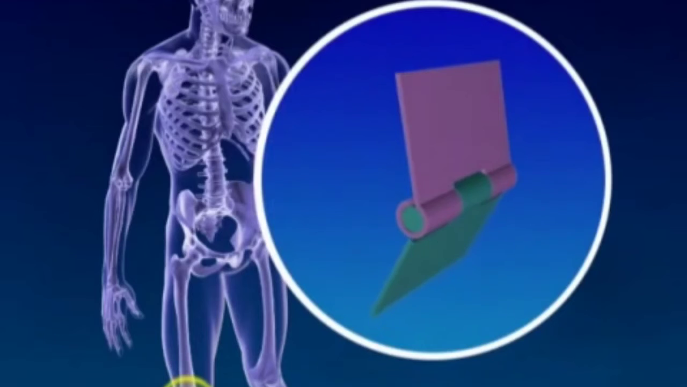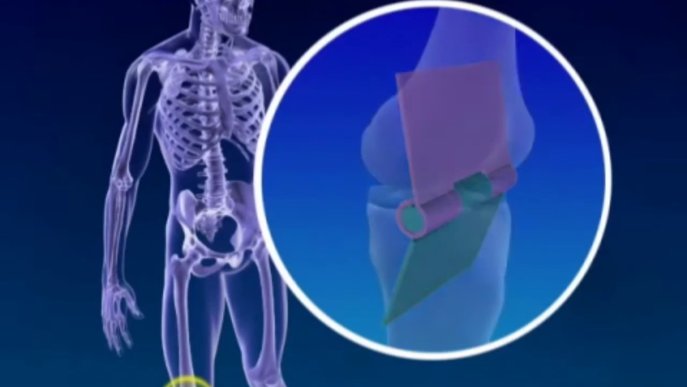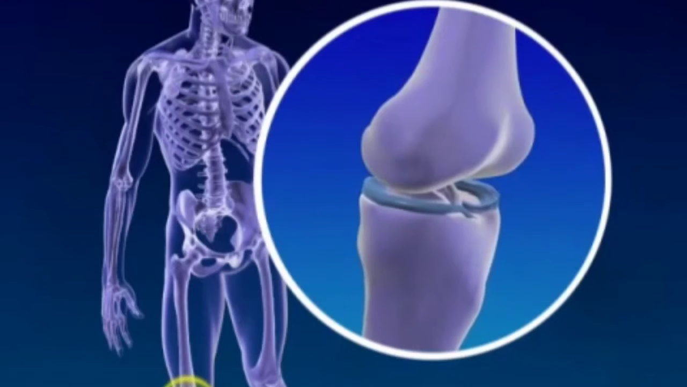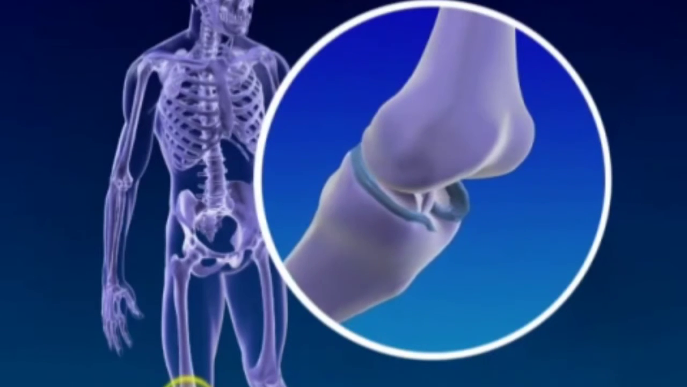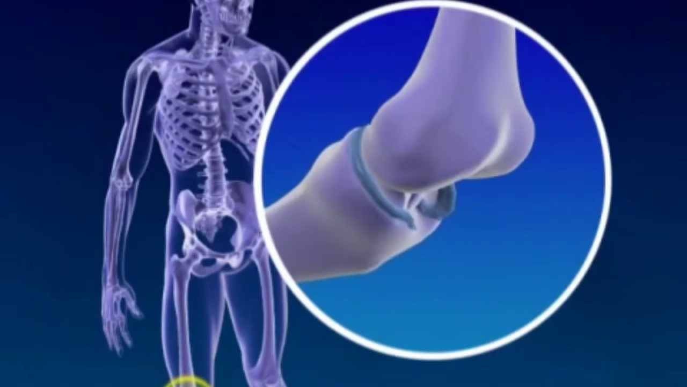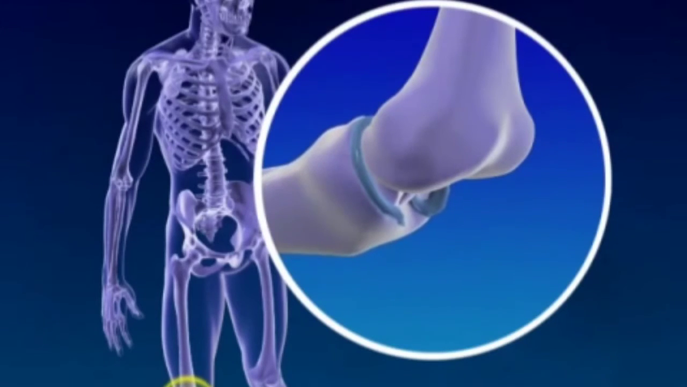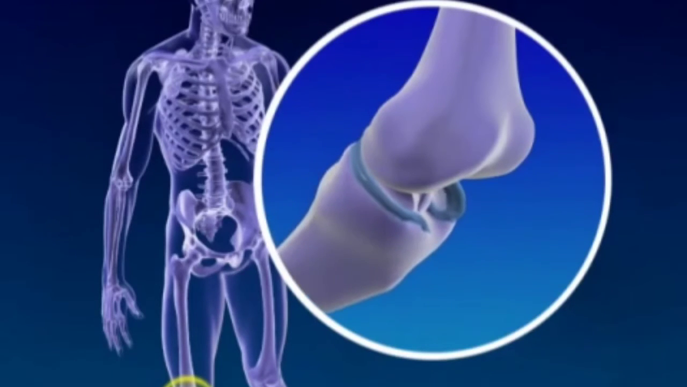Hinge joint. It is a joint which allows only one-way movement, just like a door. It is present in our elbows and knees. Our hand and leg can move only in one direction, at 180 degrees.